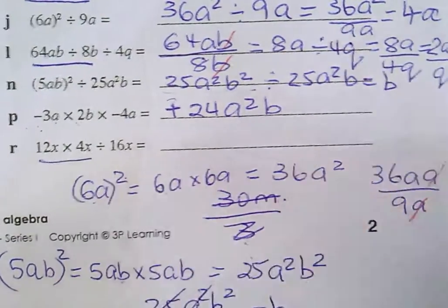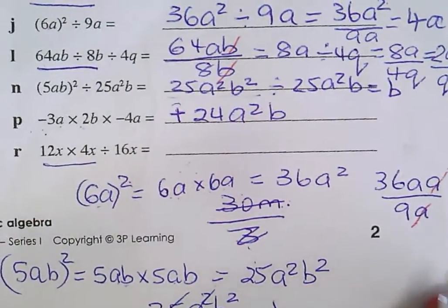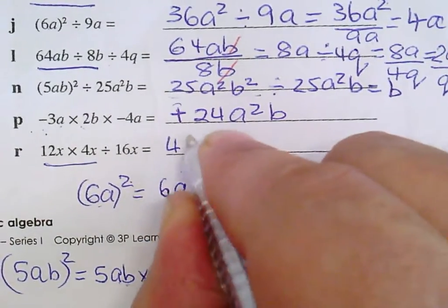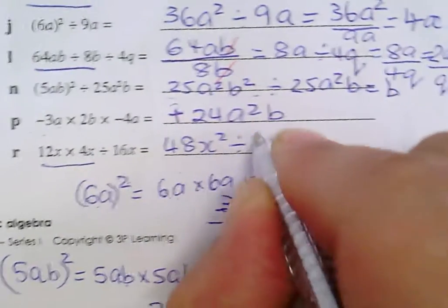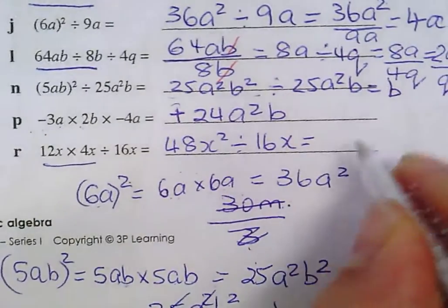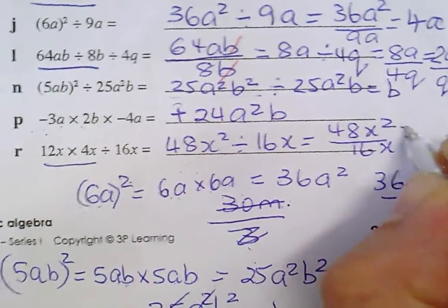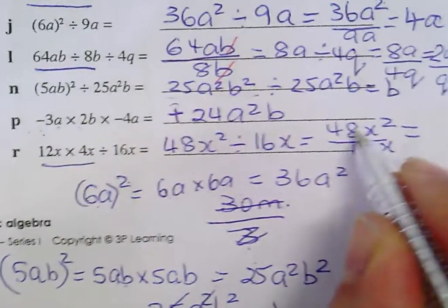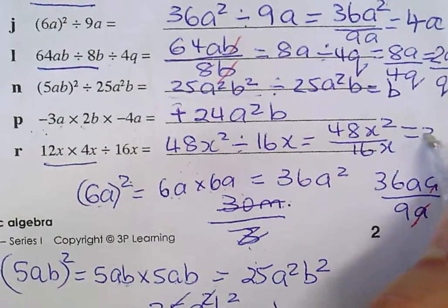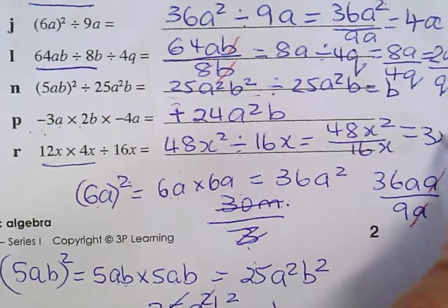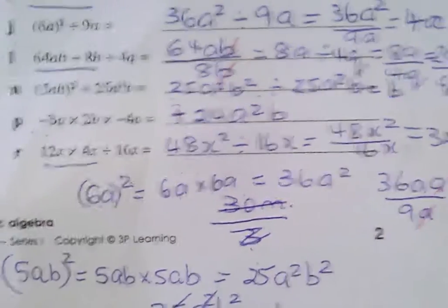So these I have to do in order, the next question. 12x times 4x is 48x squared, and I'm dividing by 16x. When you divide, remember it's much easier to write it over. So 48 divided by 16 is 3. X squared over x is just 1x left on the top.